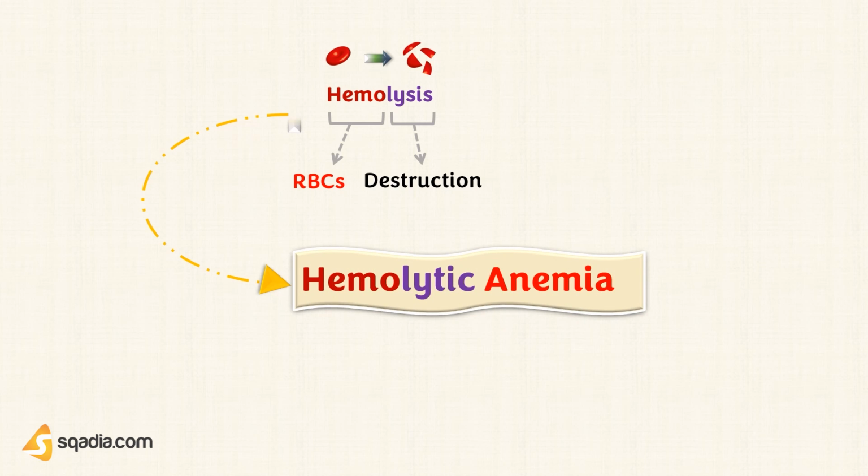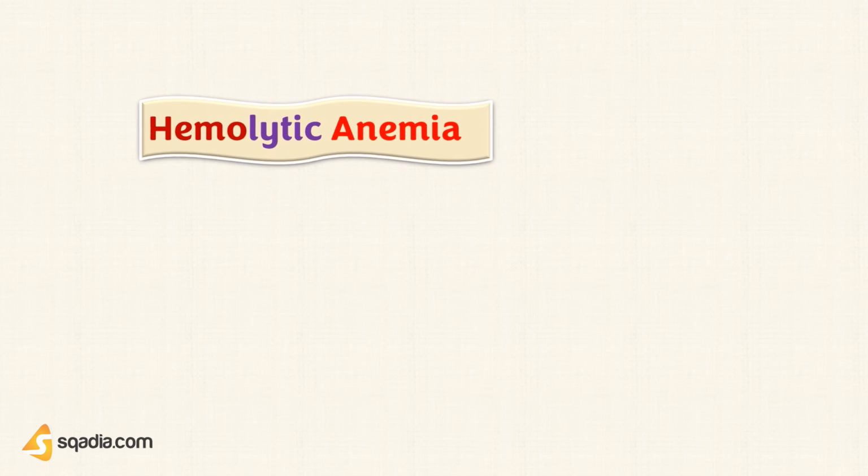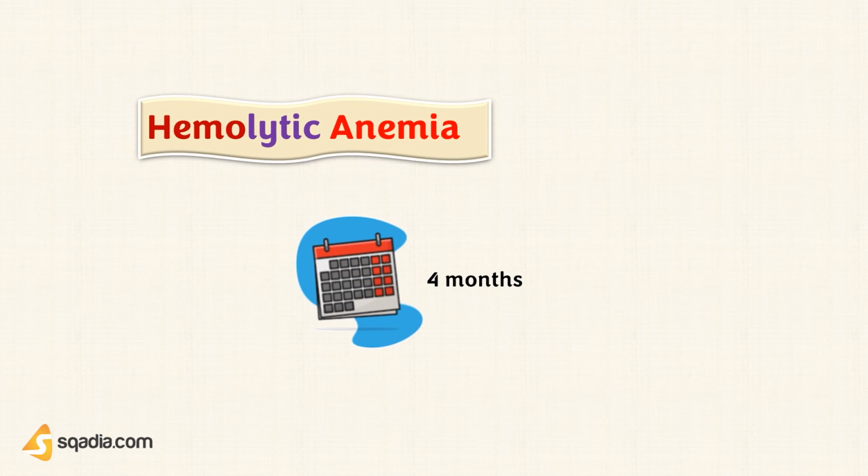And let's see what is anemia. Anemia means decrease in amount of RBC to meet the body needs. Therefore, hemolytic anemia can be defined as a type of anemia due to reduction in lifespan of RBCs, which is normally 4 months or 120 days.